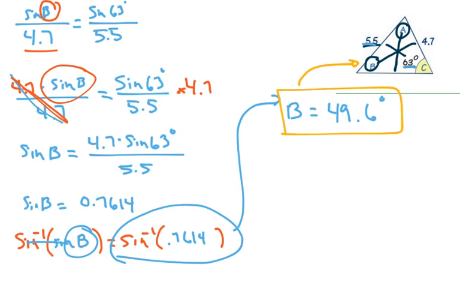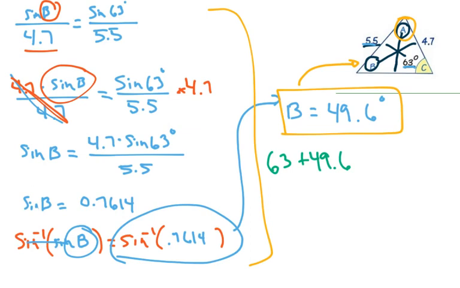Now, could I do the same process to figure out what angle A is? Still no, because I don't know what the opposite side is. So I could find that opposite side, but we can't forget about prior knowledge, right? We know that in a triangle, the angles add up to 180 degrees. So it should be true that 63 plus 49.6 plus angle A should equal 180 degrees.